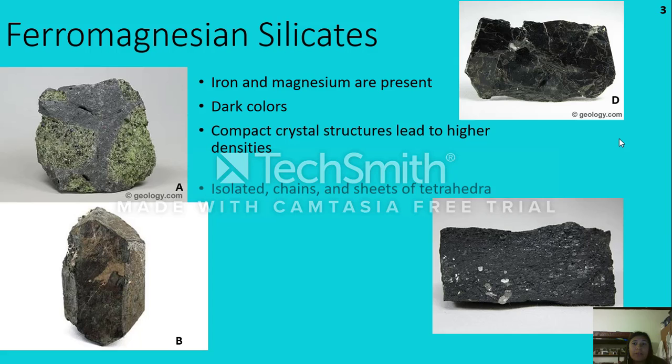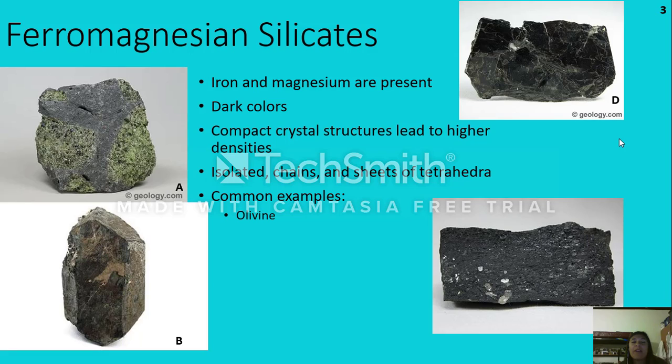Common examples include olivine, the pyroxene group, the amphibole group, and micas. The pyroxene group is represented by the mineral augite, which is shown in Figure B. And the amphibole group is represented by its most common member, hornblende, which is in Figure C, and the mica group is represented by biotite, which is the most common member, in Figure D.